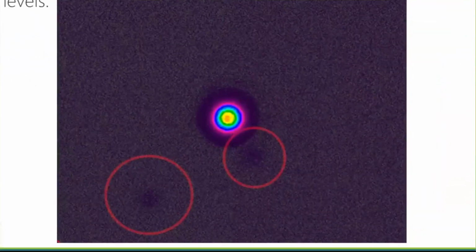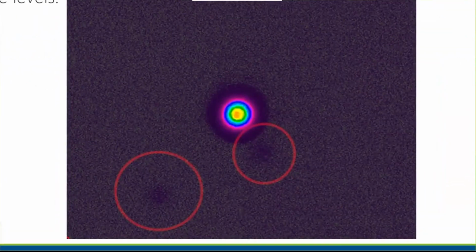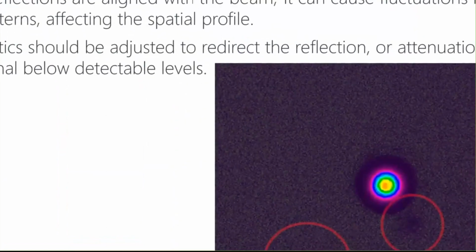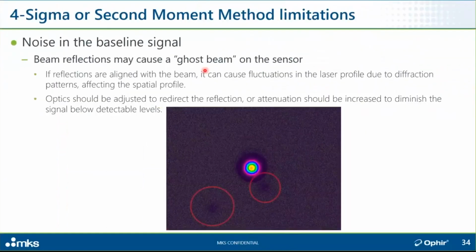And in this image, these ghosts are very light. That's because I've already applied attenuation to reduce those ghost beams to the point where they're not going to affect the beam I'm trying to measure in a statistically significant way.